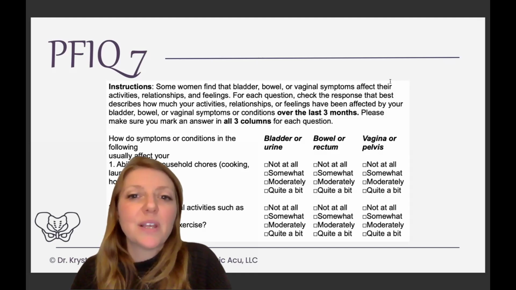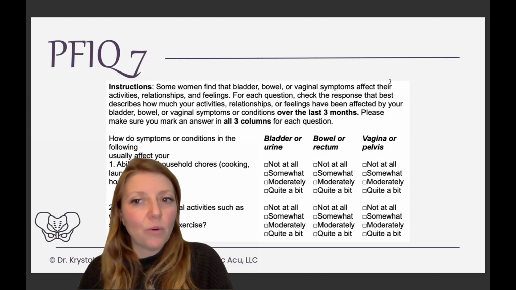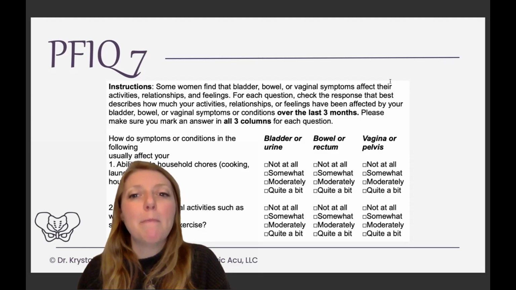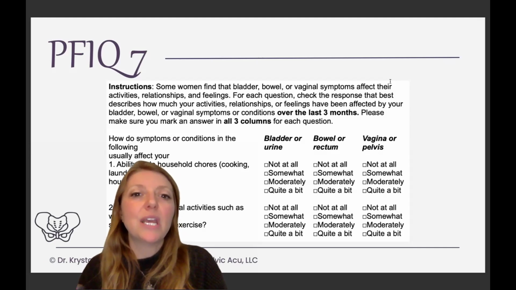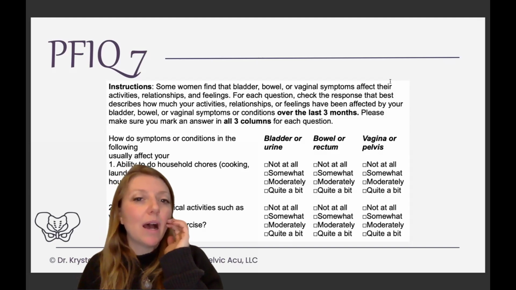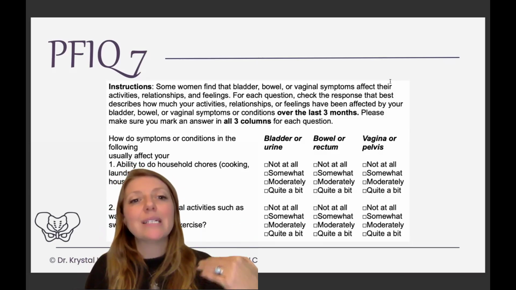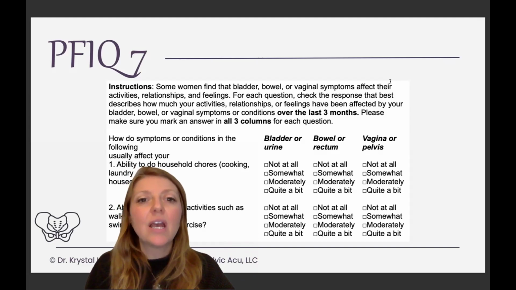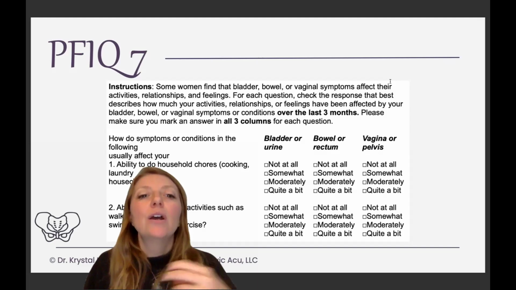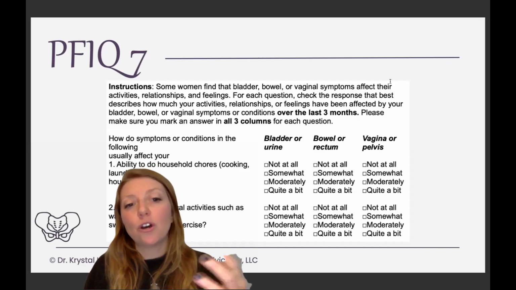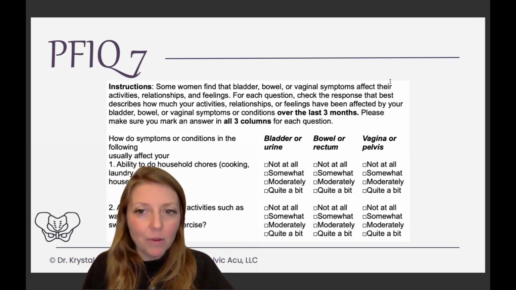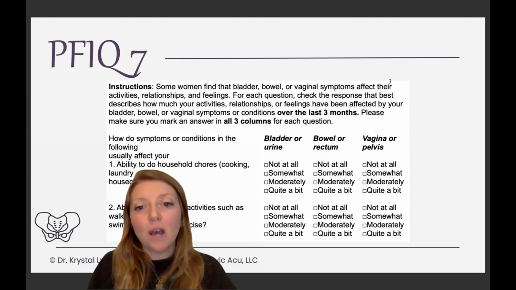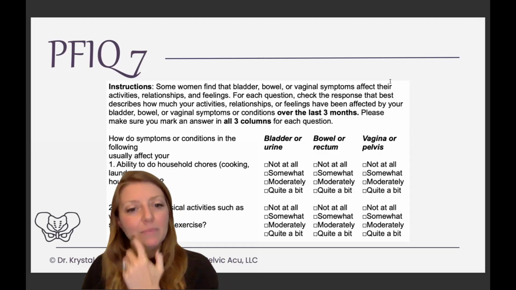So this asks questions. You can see there are 3 categories once again: bladder or urine, bowel or rectum, vagina or pelvis. So while there are only 7 questions, we have multiple categories, 3 categories in which they can be impacted, right? So the premise of the question is, how do your symptoms or conditions usually affect your ability to do household chores like cooking, laundry, and housekeeping? So they would answer that based on bladder, on bowel, and on pelvis, right? So it could be not at all, somewhat, moderately, or quite a bit.